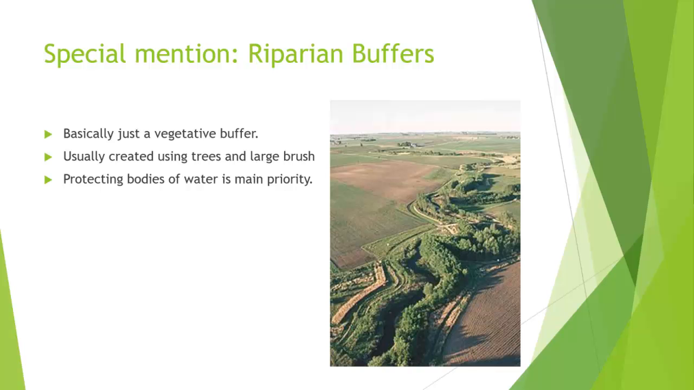I just want to make a special mention of the riparian buffers. These again are basically vegetative buffers, and these are usually created with larger trees and larger brush. The main priority of riparian buffers is to maintain the quality of life and health of water streams and bodies of water. These are generally going to be around urban development, so golf courses and urban centers. That's why when you go to golf courses or urban centers, you'll a lot of times see little groupings of forest area. And it's all man-made. It's created as a buffer system.